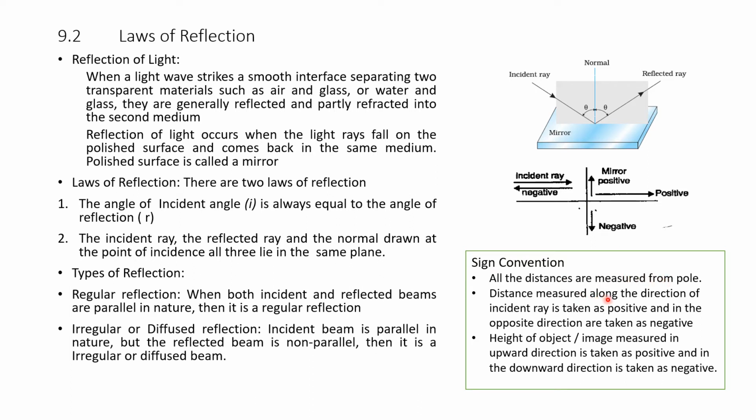Distances measured along the direction of the incident ray are taken as positive. That means, if the incident ray is traveling towards the pole, this is the positive direction and the opposite is negative. Suppose a ray travels from here to there, this is positive, and the opposite direction is taken as negative. Height of object or image measured in the upward direction is taken as positive. Upward direction is positive. The height, whether object height or image height as the case may be, measured vertically upward is positive.